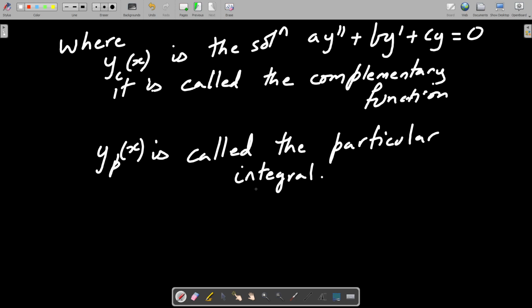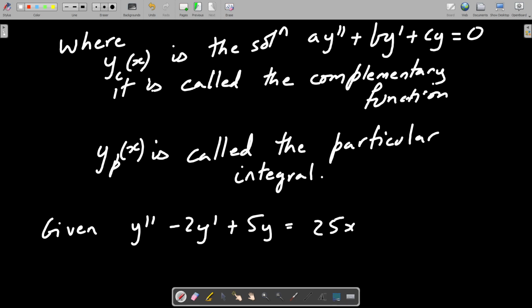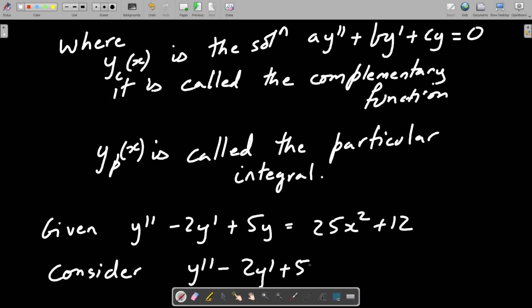Okay, yp is called the particular integral. So now let us solve the given differential equation. We are given y double prime minus 2y prime plus 5y is equal to 25x square plus 12. Okay, so first you equate it to 0 and you solve it, and then we solve the RHS separately.